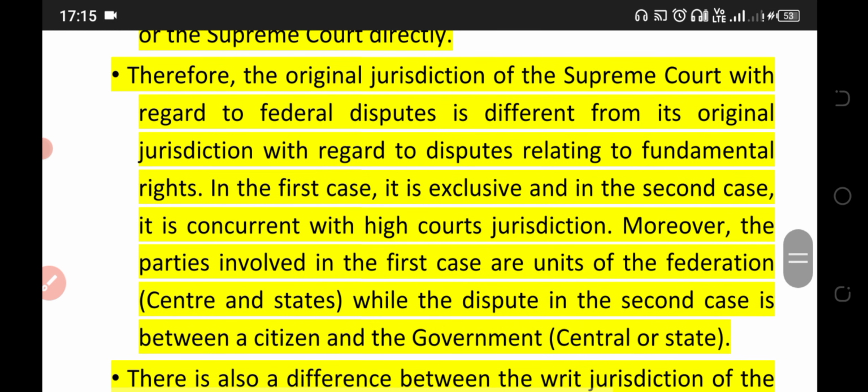Therefore, the original jurisdiction of the Supreme Court with regard to federal disputes is different from its original jurisdiction with regard to disputes relating to the fundamental rights. In the first case, it is exclusive, and in the second case, it is concurrent with the High Court jurisdiction. Moreover, the parties involved in the first case are the units of the federation, center and states, while the dispute in the second case is between the citizen and the government, center or state.